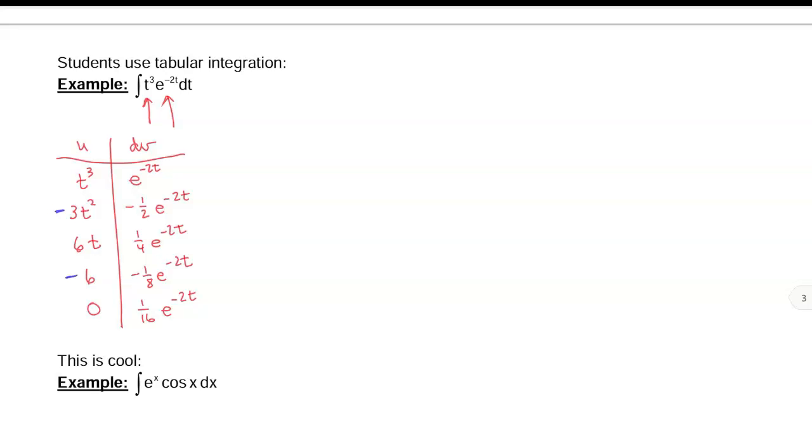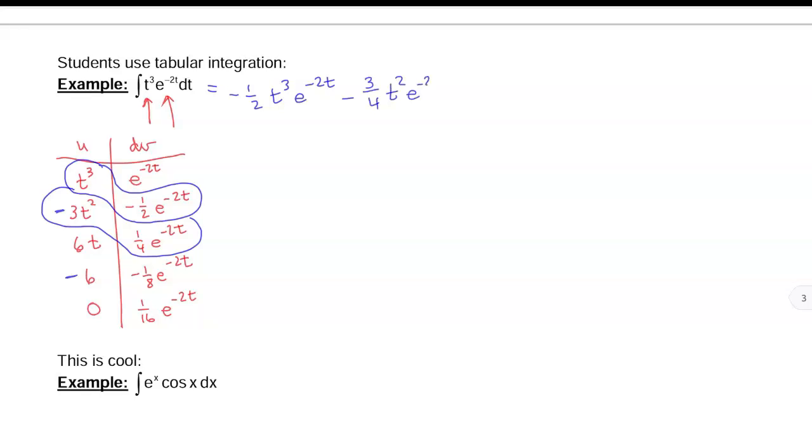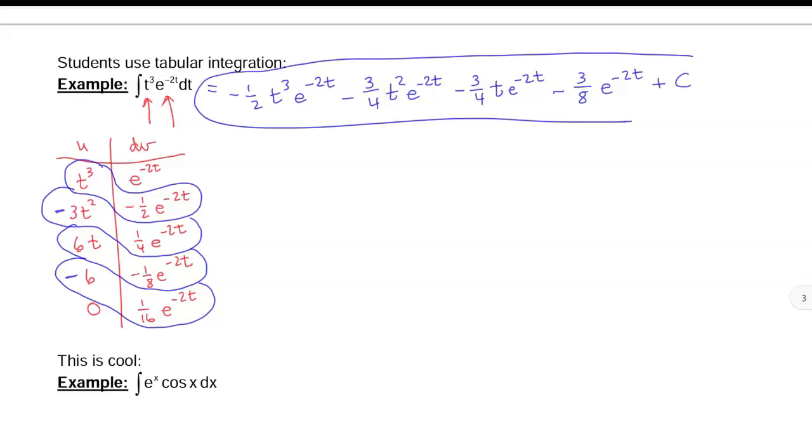And now to set up your answer, you're going to multiply the first term in the first column against the second term in the second column. So you will get negative 1/2 t cubed e to the negative 2t. Then I'm going to multiply these two together. So it'll be negative 3/4 t squared e to the negative 2t. And then I'll have negative 3/4 t e to the negative 2t, and then negative 3/8 e to the negative 2t. Don't forget plus c.